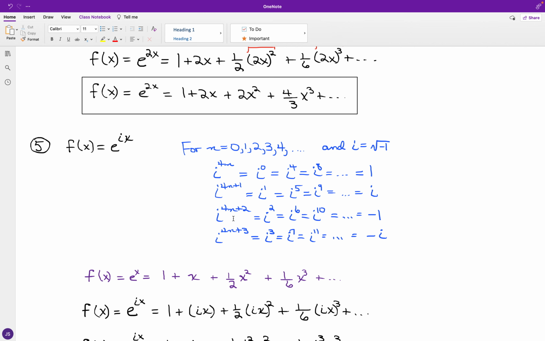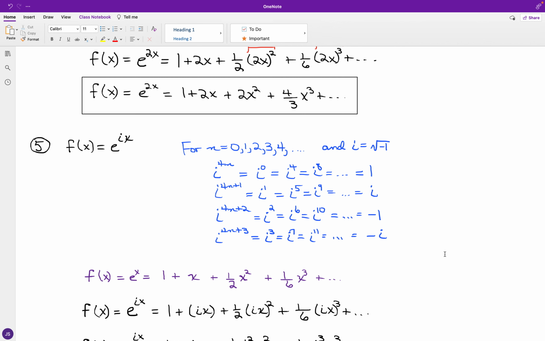And for i to the 4n plus 2, we have the set consisting of i squared, i to the 6th, i to the 10th, and for i squared, this would be i times i, or the square root of -1 times itself, and that will become -1. And for i to the 4n plus 3, we have i cubed, i to the 7th, i to the 11th, and that is equal to i squared times i, or -1 times i, and that will lead to -i.